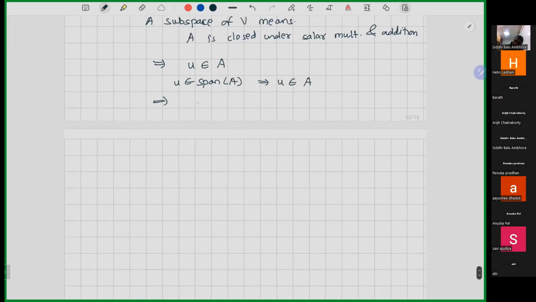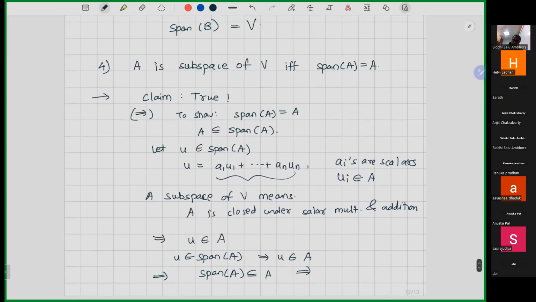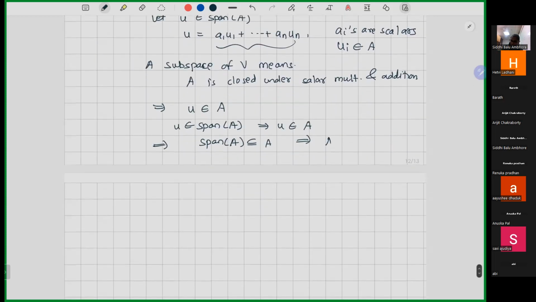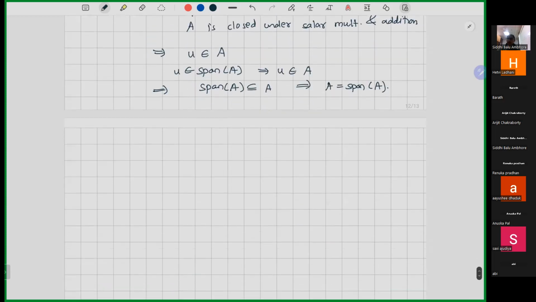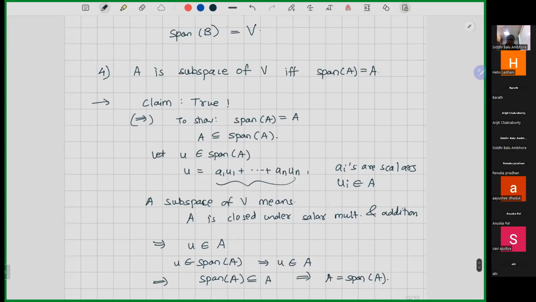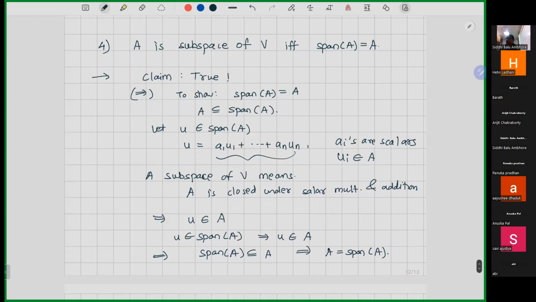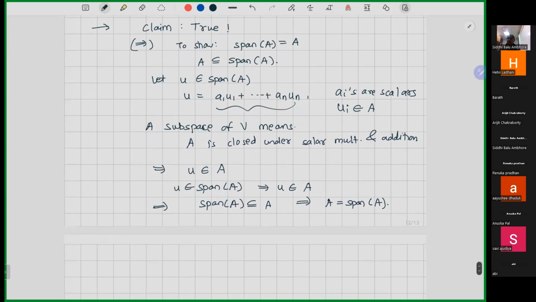So this implies that span of A is contained in A, and from A contained in span of A, we get that A is equal to span of A. Any doubt here? Please ask. I will give you a few seconds. No doubt, right? Okay.